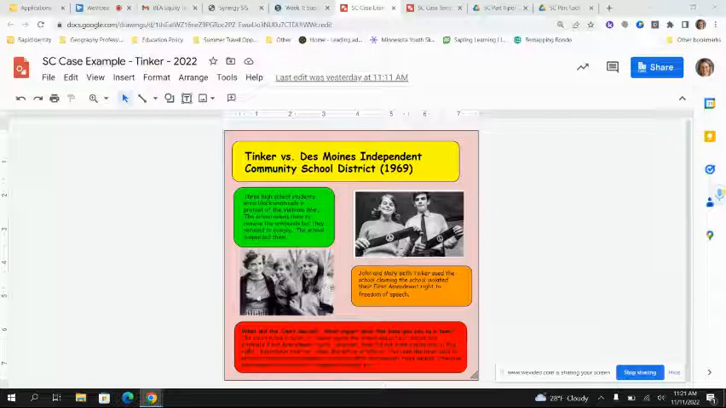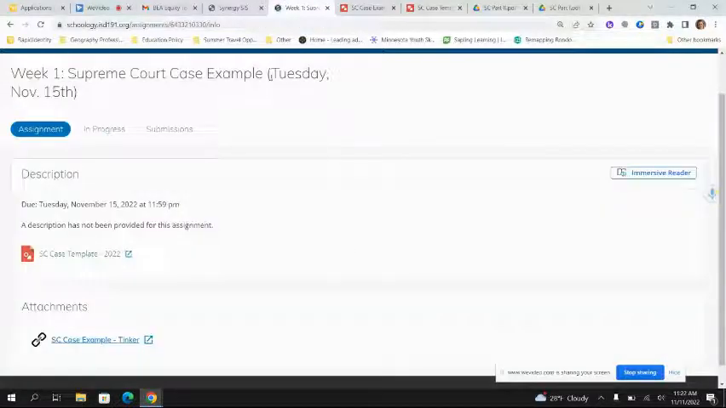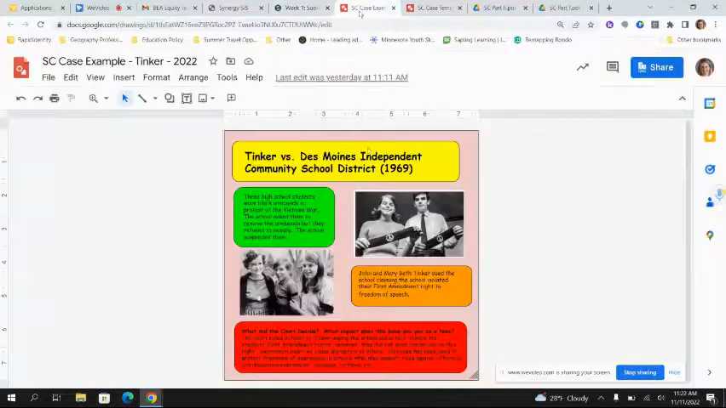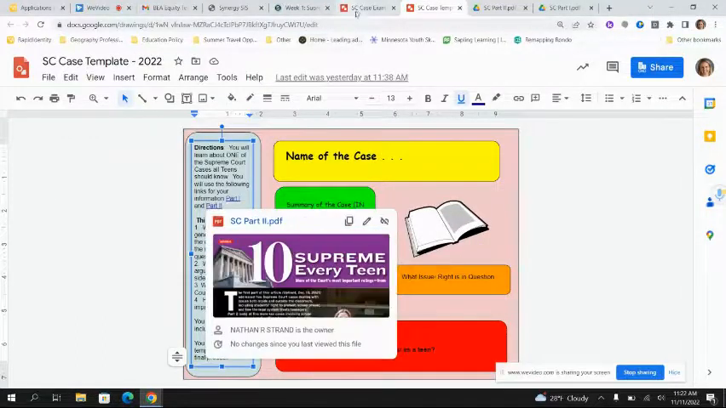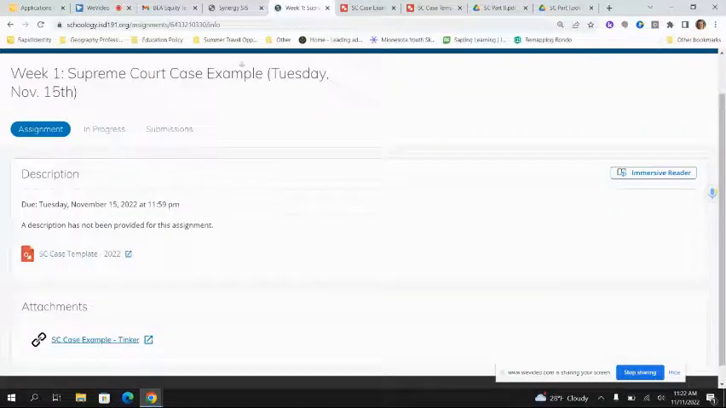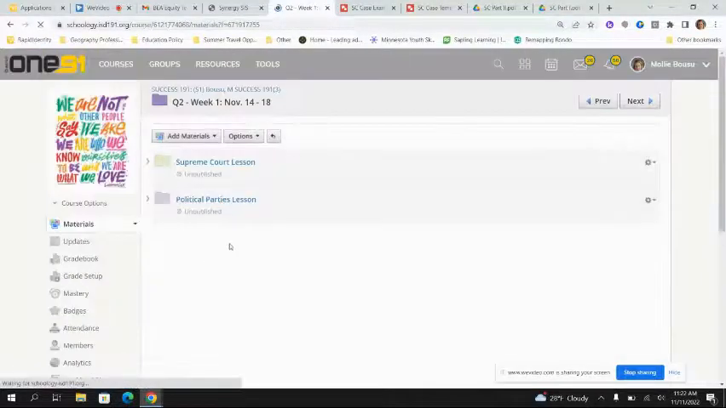They said because these armbands were not distracting, they were not disrupting school, they were lawful to wear. However, if you were wearing something that was really offensive or distracting, schools can choose to not let you express yourself in that way. So that is the example, but you're going to be choosing one of the Supreme Court cases. Remember that the Supreme Court cases are found in these 2 links right here. So that's part 2 of the Supreme Court example.